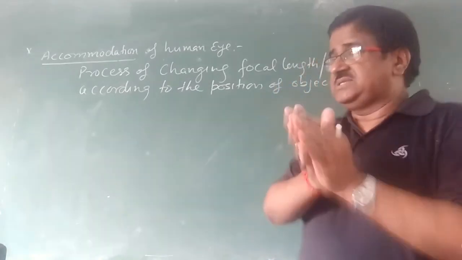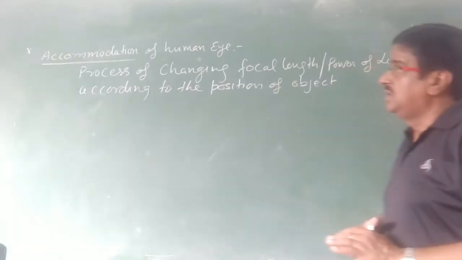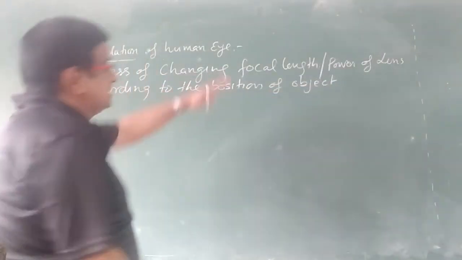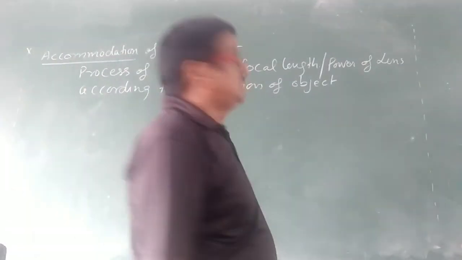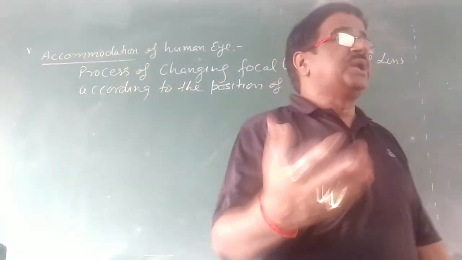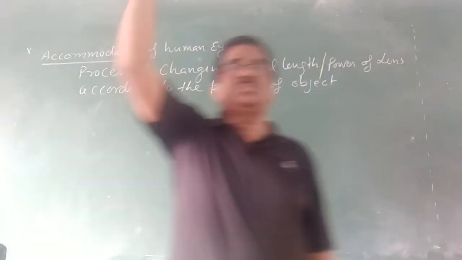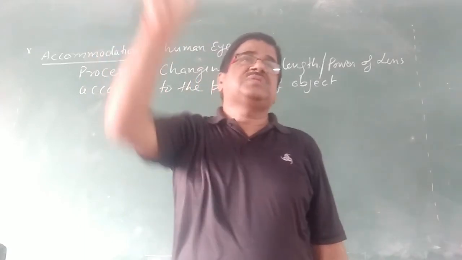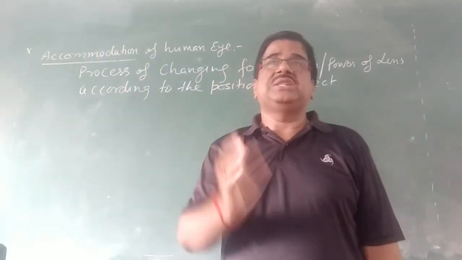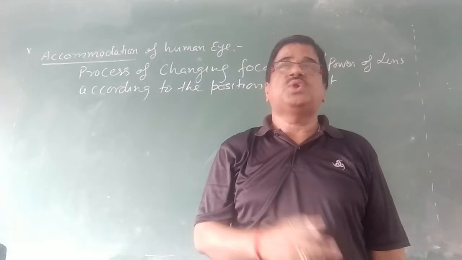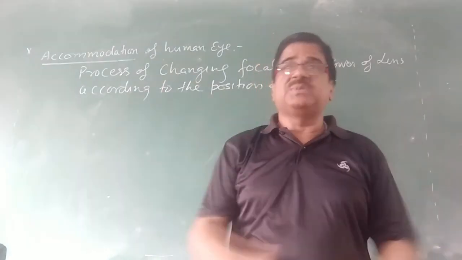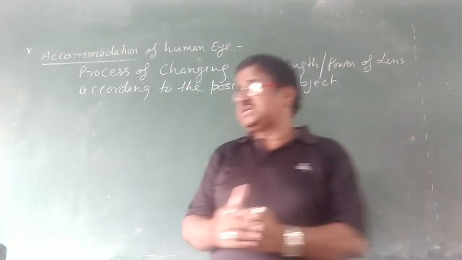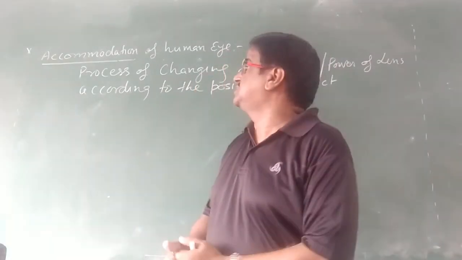And this process, whatever I have explained, that process of changing the focal length or power of the lens, that is called accommodation, according to the position of the object. If the object is at infinity, the lens will become thin, and if the object is nearby to us, the lens becomes thick. And ciliary muscles help in increasing the thickness and decreasing the thickness.